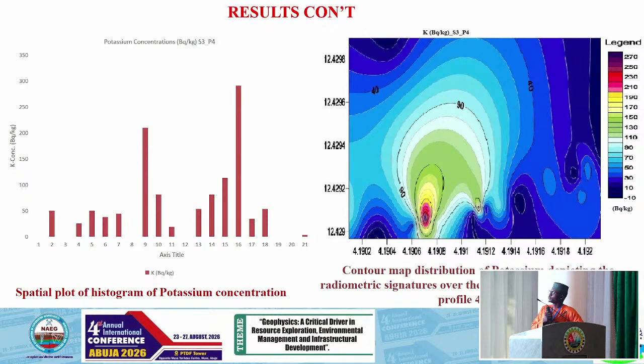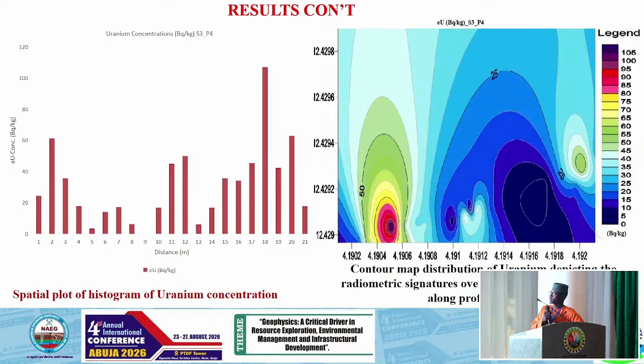Then on the right is the same data using SOFA 13. Next slide. The same thing applies to radiometric. Next slide. Then the same thing is also used for thorium.